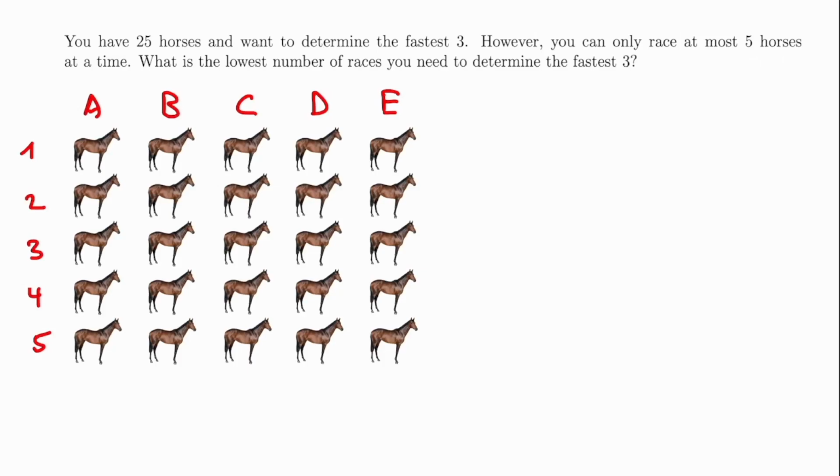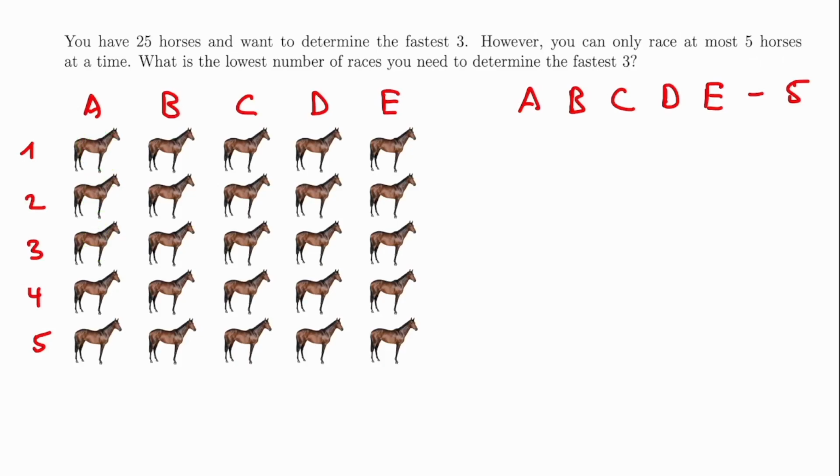Now, for our first race, we'll race each horse in each group against all the other horses in that group. So we'll have one race of just group A, one race of group B, one race of group C, and so on. So this will be 5 races in total. Let's assume that in each group, horse number 1 wins, horse number 2 comes in second, horse number 3 comes in third, and so on. So A1 wins, B1 wins, C1 wins, D1 wins, and E1 wins.